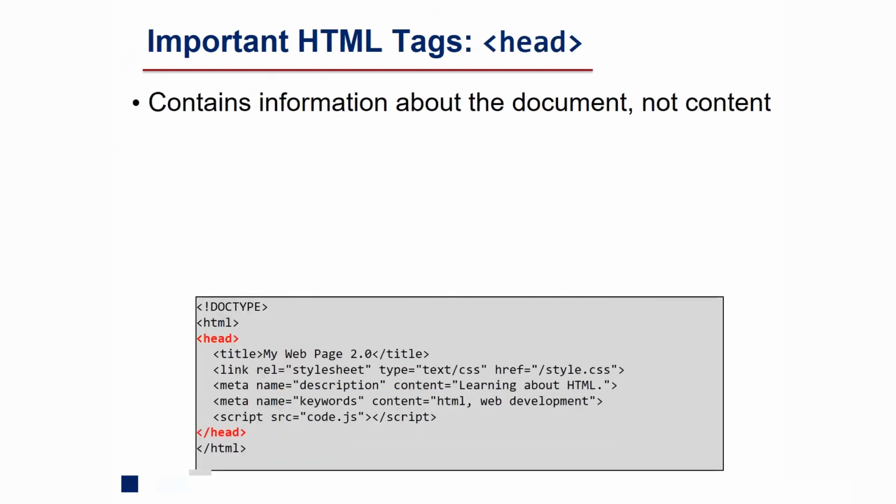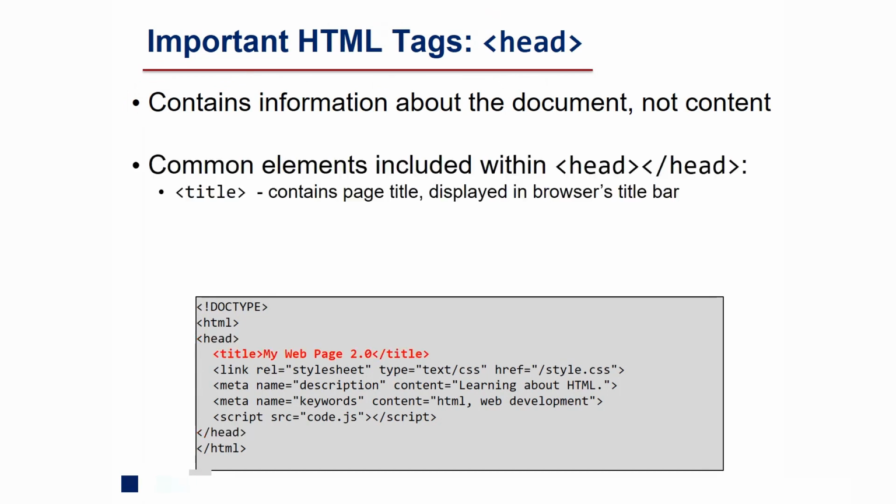As we saw a little while ago, the HTML element consists of the head element and the body element. The head element is not actually the content of the document, but rather information about that document. For instance, it might include the title of the page. The title is what appears in the title bar at the top of your web browser. There might be a link to other files that are going to be used within this page.